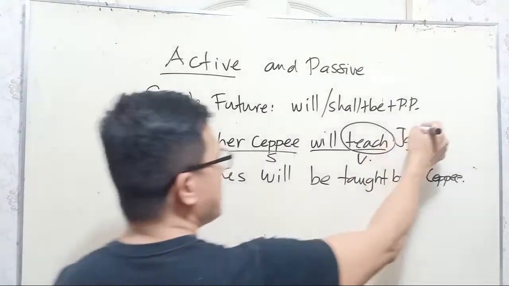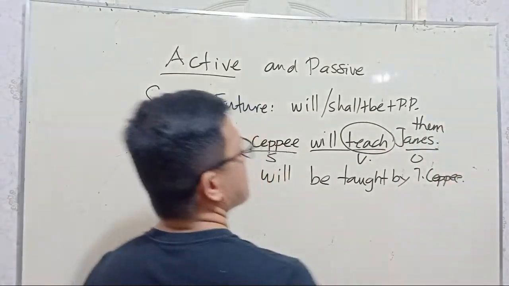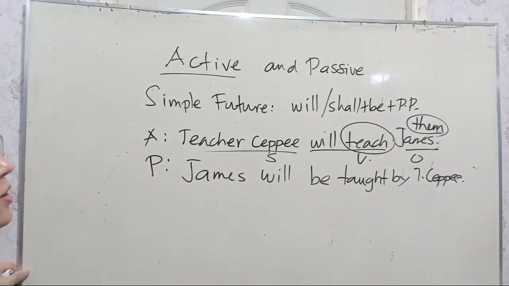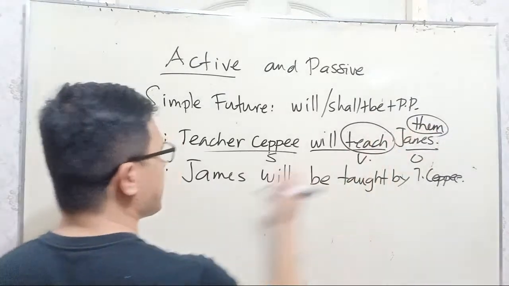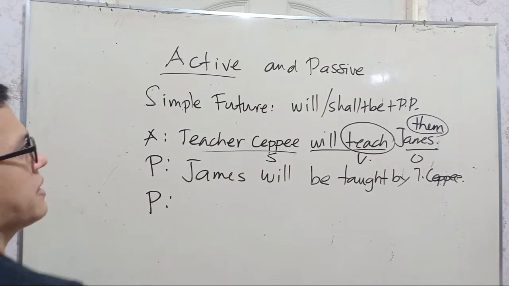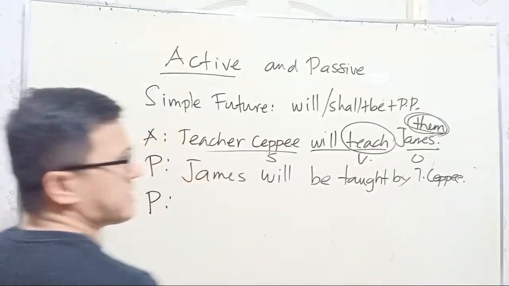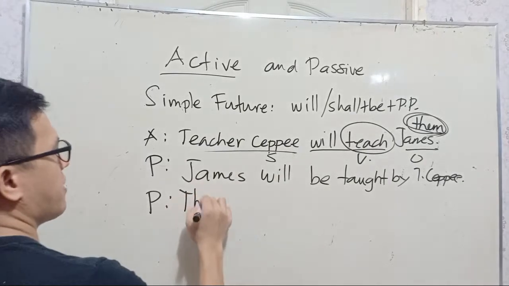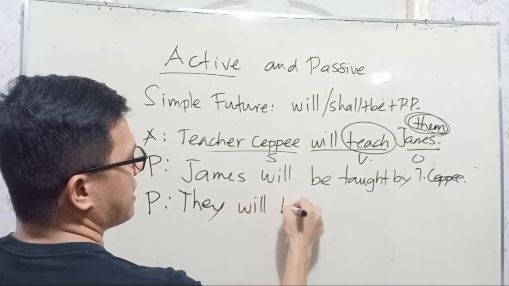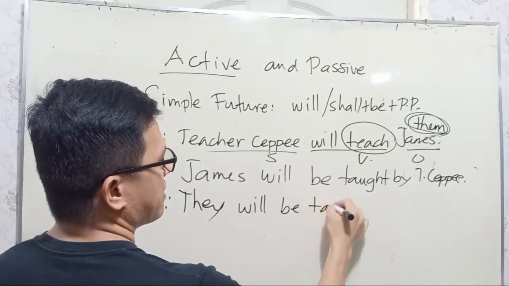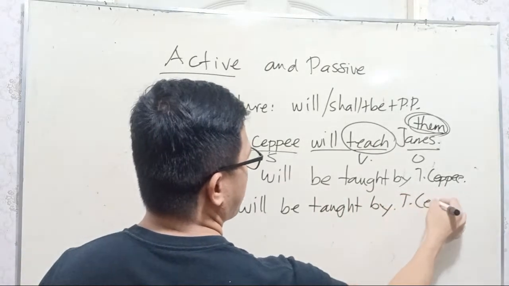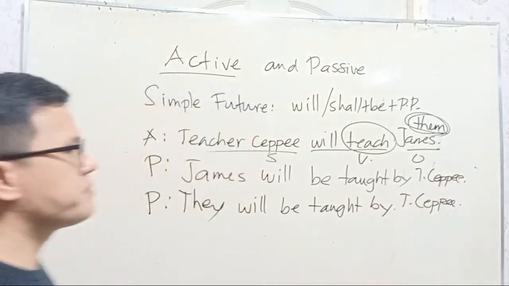Now, if this one is a pronoun, them. How are we going to change this one? We cannot say "them will be taught by Teacher Seppi." Them is an objective form. So what is the subjective form of them? We say they. And then same again: will plus be, and past participle taught by Teacher Seppi. So, there you go.